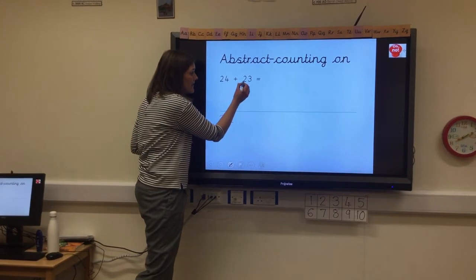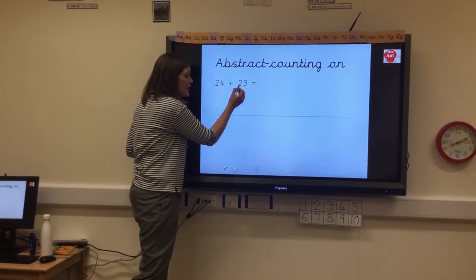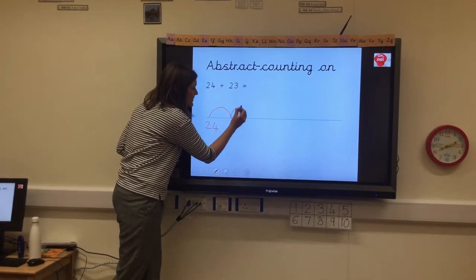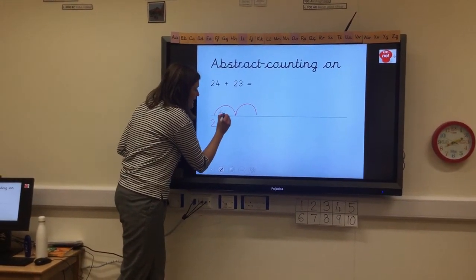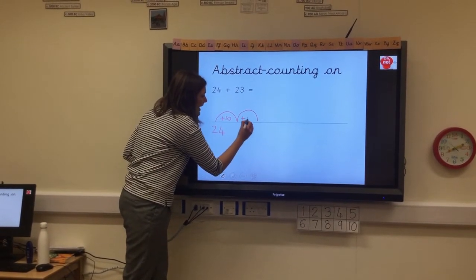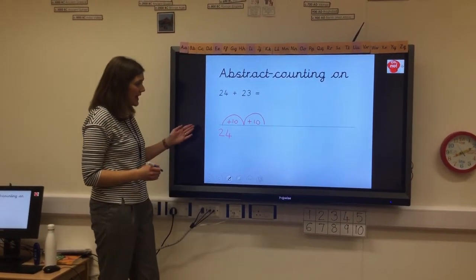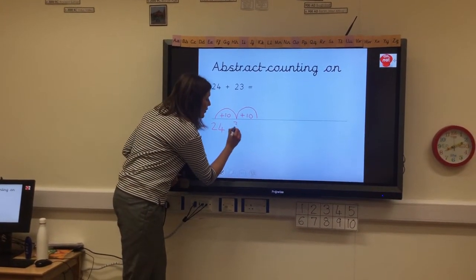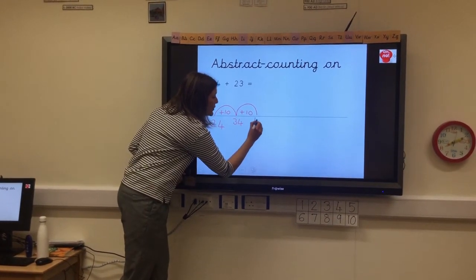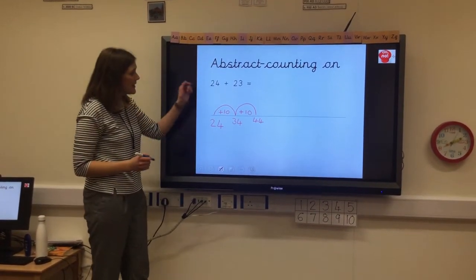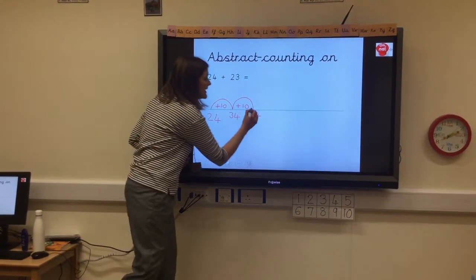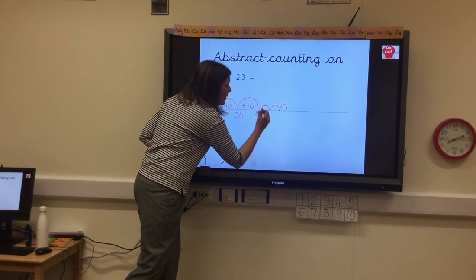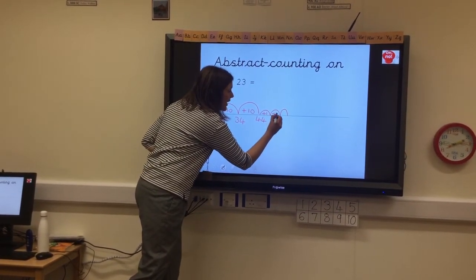So I'm going to take that first digit, and that first digit isn't worth 2, it's worth 20. So I could make 2 jumps of 10. So I'm adding 10 each time. So add 10, add 10. And because we know how to add in 10, we know what we're getting to each time. So 24, 34, 44. So I've added my 10s, now I need to add on the 3 ones. So I need to make 3 jumps of 1. 1, 2, 3.